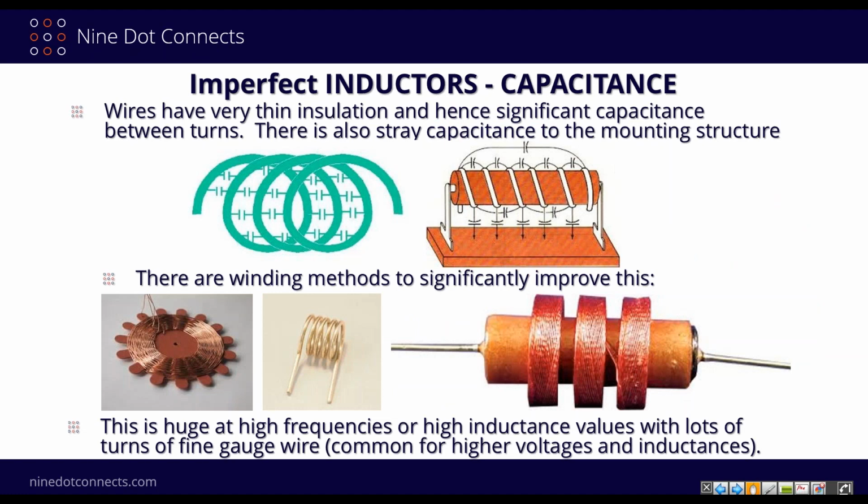There are some winding methods that significantly improve this, like those shown down at the bottom. First, on the right, you'll see a classic RF choke, which stands for radio frequency choke, which means they can use it at radio frequencies because it has little enough capacitance.